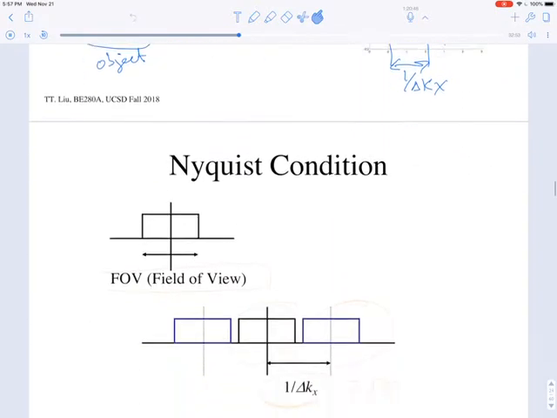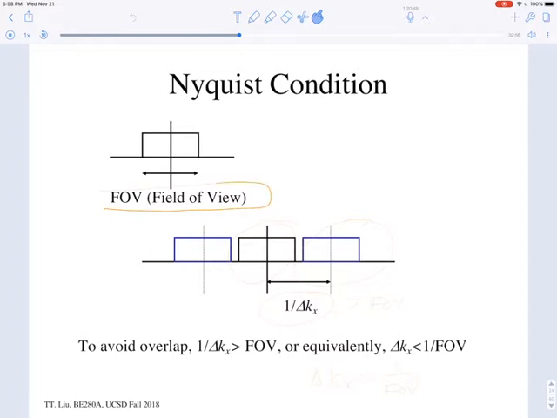And that's just shown here. So if you assume your object has some width, field of view, some size, then the requirement is pretty simple. You just want these replicas not to overlap. Okay? So this spacing, 1 over delta kx, just has to be greater than the field of view. All right? Because if it's less than the field of view, then those things will overlap.